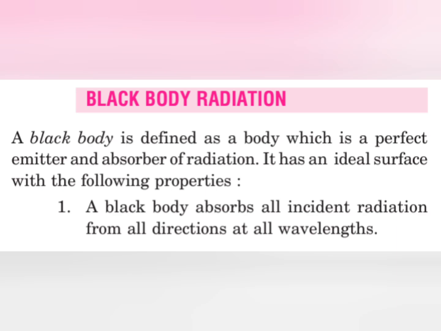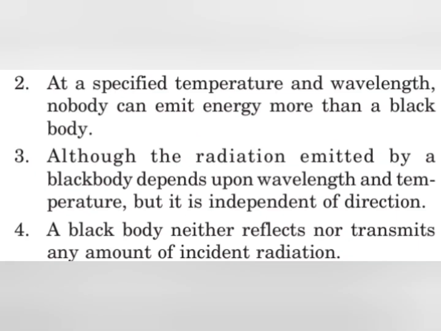The first one is that a black body absorbs all the incident radiation from all directions at all wavelengths. It's a perfect absorber, so it absorbs all the radiation at different wavelengths. At a specified temperature and wavelength, nobody can emit more energy than a black body. It's a perfect emitter too. So compared to any other surface, a black body emits more energy at a particular temperature and wavelength. Although the radiation emitted by a black body depends upon the wavelength and temperature, it is independent of direction. It could receive or emit in any direction.